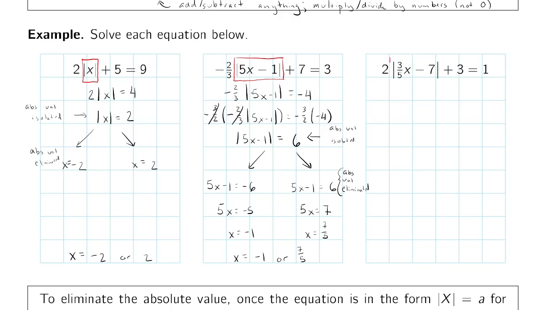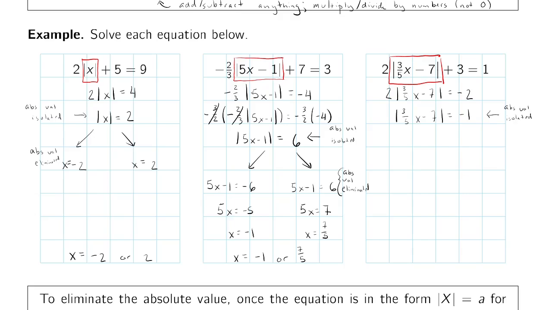So in this third example, we're trying to isolate this absolute value. So we need to get rid of the 3. We'll subtract 3 on both sides. 2 times our absolute value is 1 minus 3 is negative 2. Then we divide both sides by 2. Absolute value of 3/5 x minus 7 is negative 1. And now my absolute value is isolated.